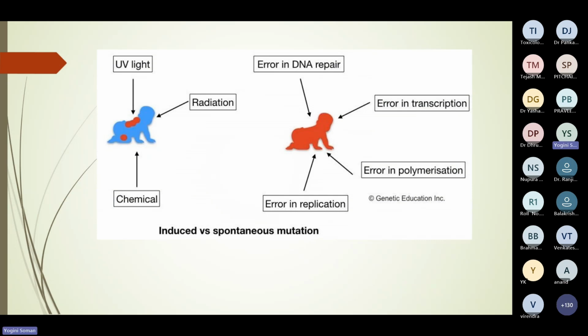In the first figure, you can see there is an induced mutation because of UV light, radiation, or maybe chemicals, and the spontaneous mutation. So maybe an error in the DNA repair, an error in the transcription, or an error in the polymerization or in the replication.